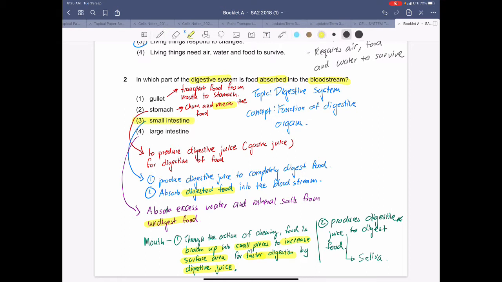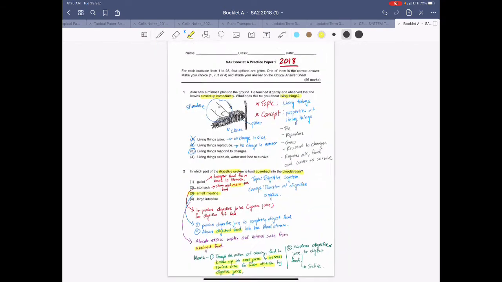Okay, because your small intestine is the one that absorbs, completes digestion of food and absorption of it into the bloodstream. Okay, moving on.